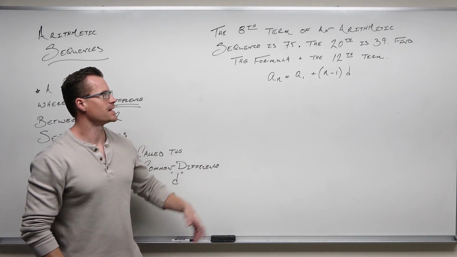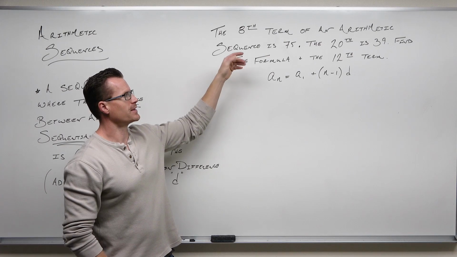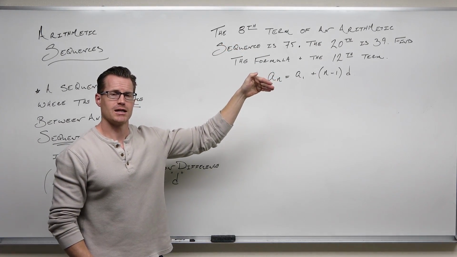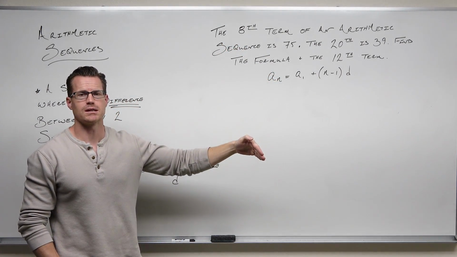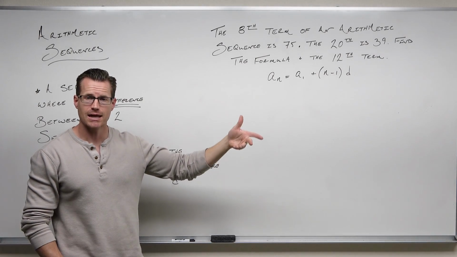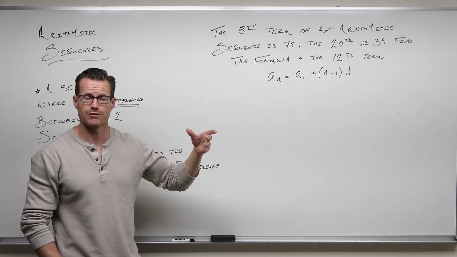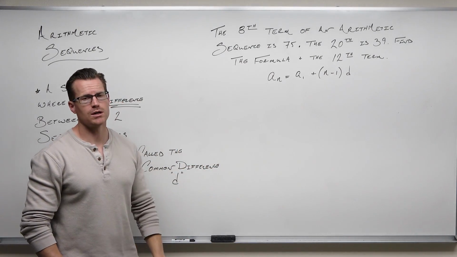One thing to notice here is that if the 8th term is 75 and the 20th term is 39, can you have an arithmetic sequence that is decreasing? Sure, you're just adding a negative number. That would be subtracting. Your common difference would be negative, and in this case, we're going to get that.